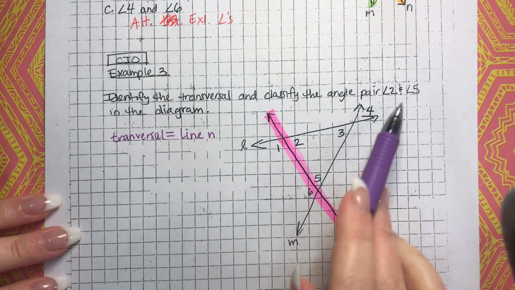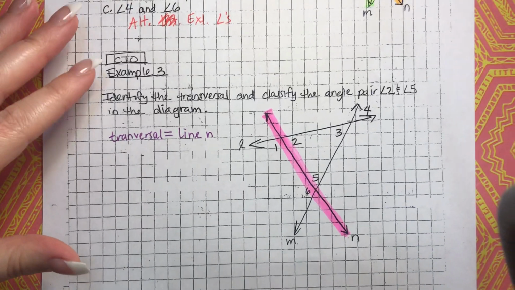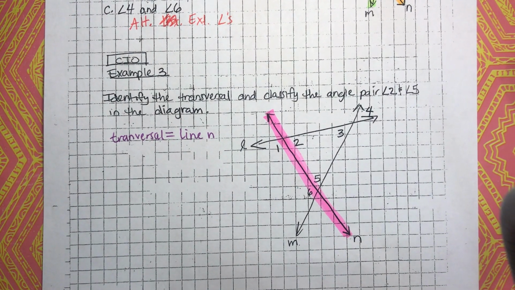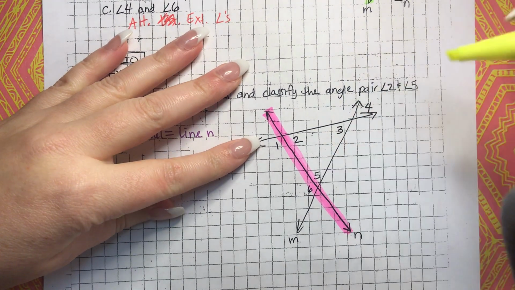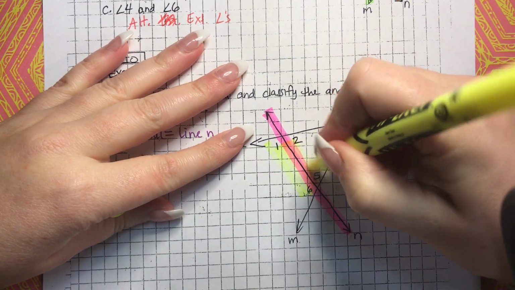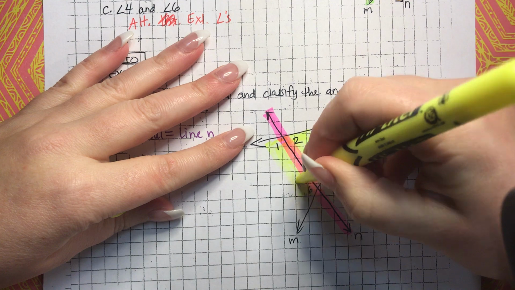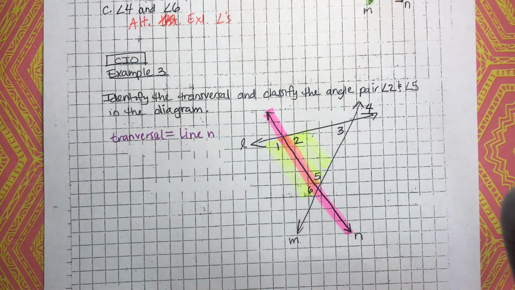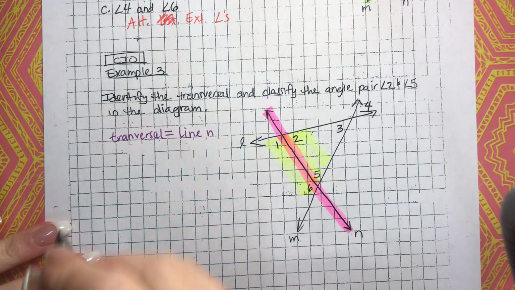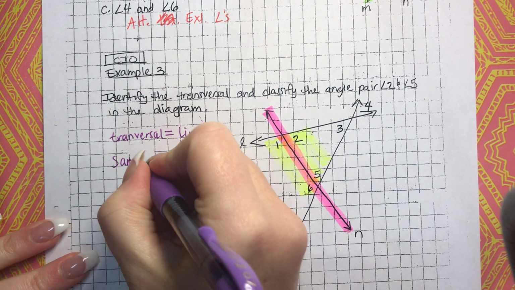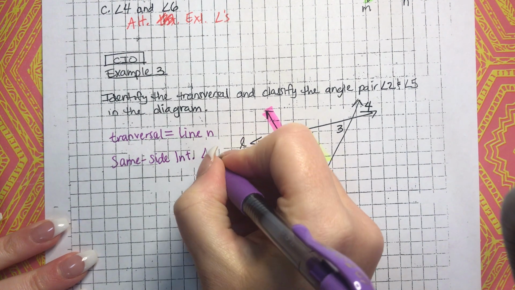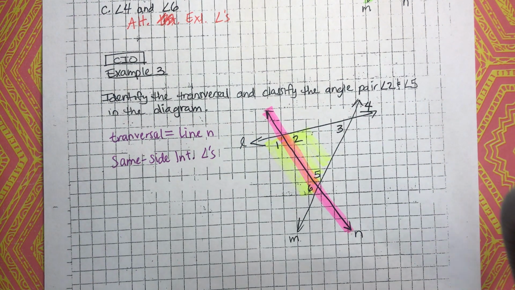And then classify the angle pair 2 and 5. So if you see, angles 2 and 5 are both on the inside of these two lines. So that means they're both interior angles, and they're on the same side of the transversal. So that makes them same side interior angles.